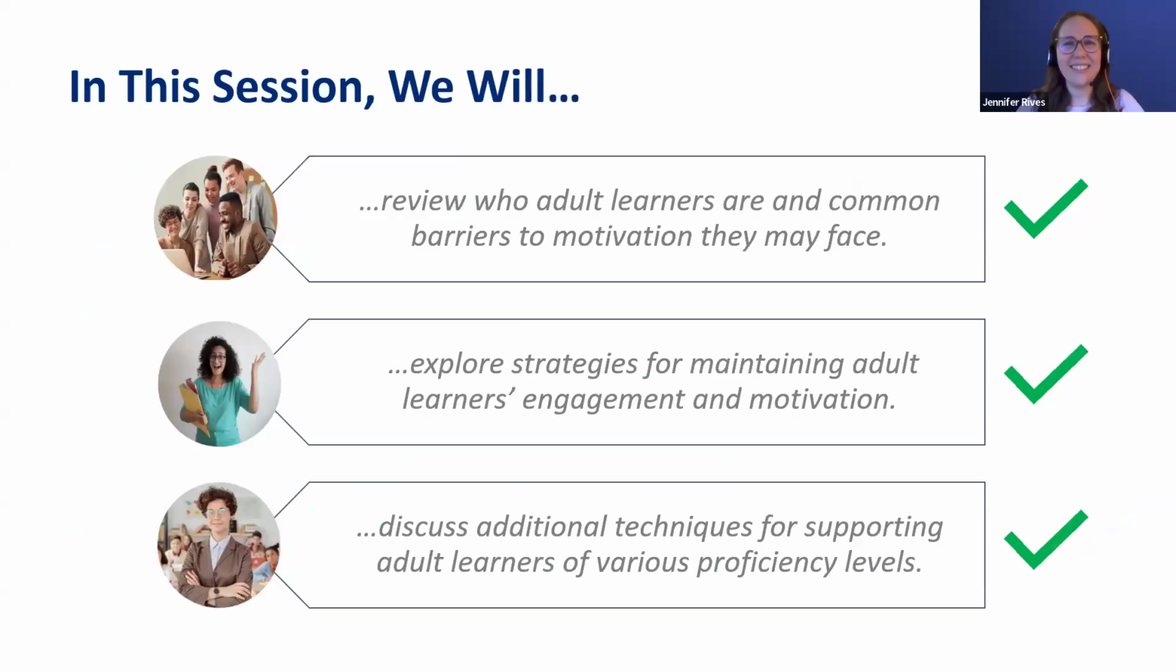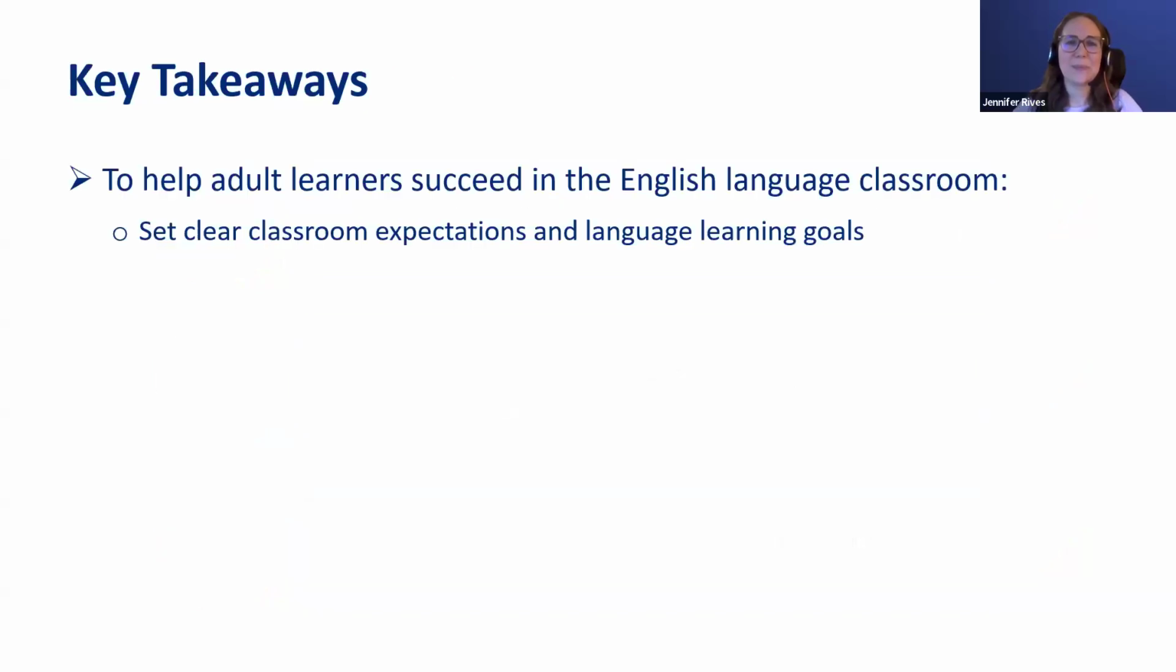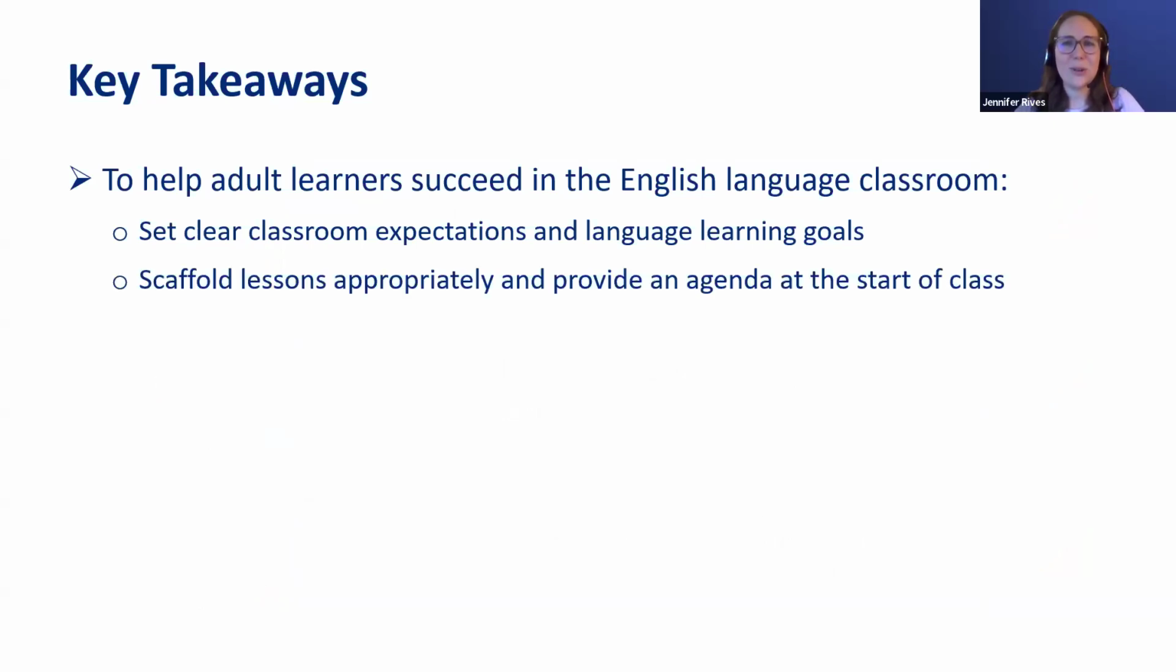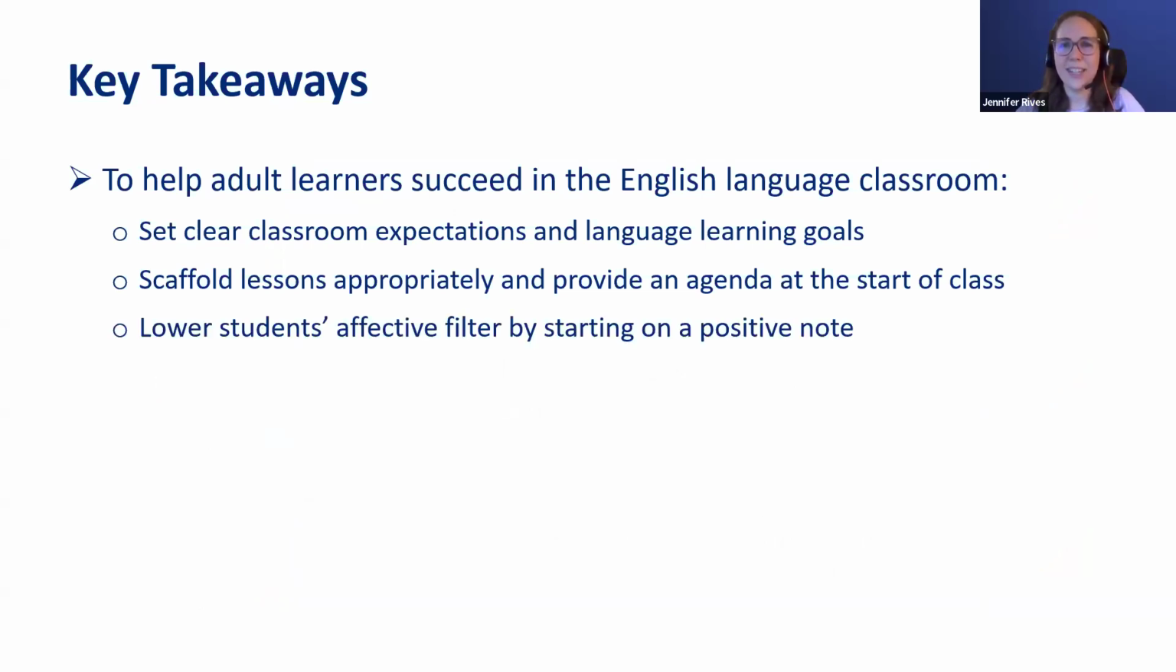All right, so at this point, we've accomplished all of our learning goals for the webinar. But before we go, let's summarize the main takeaways we reviewed together today. So to help adult learners succeed in the English language classroom, set clear classroom expectations and language learning goals, scaffold lessons appropriately and provide an agenda at the start of class. Lower students' affective filter by starting class on a positive note.